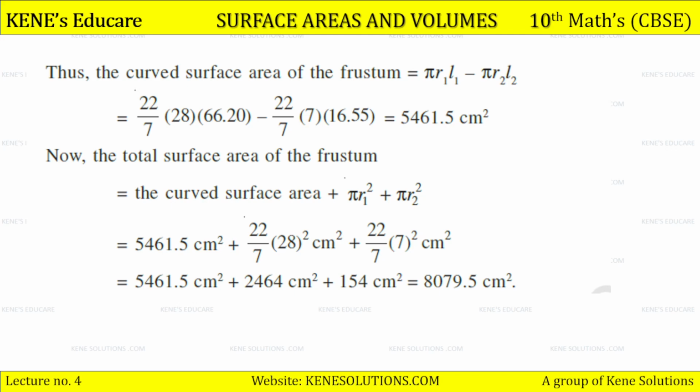Now what will the total surface area be? The curved surface area plus pi r1 square plus pi r2 square. So 5461.5 plus 22 by 7 multiplied by 28 squared plus 22 by 7 times 7 squared. So we get 8079.5 centimeter square.